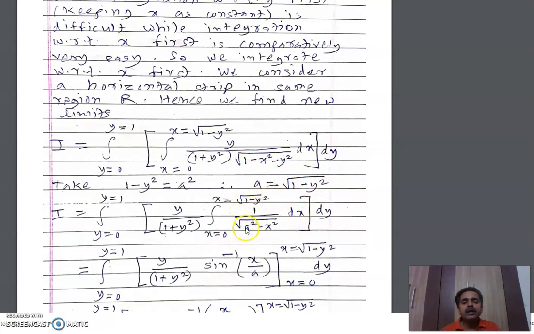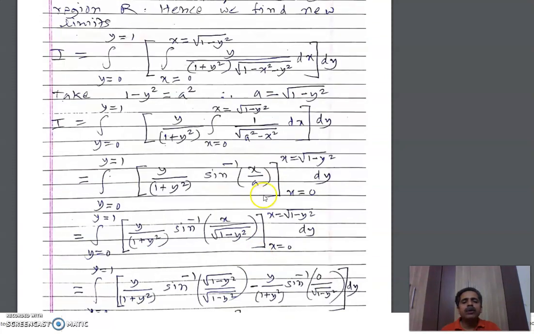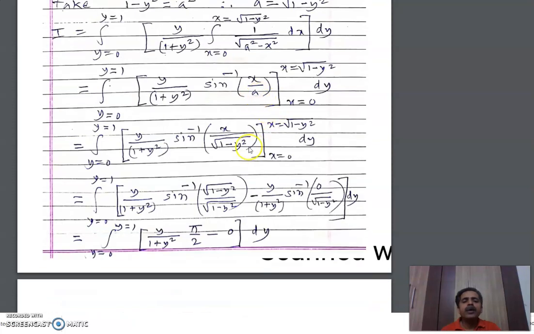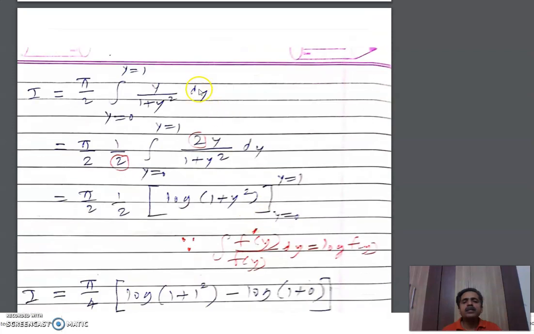And you can see that the integration of this is standard, and the integration of this became sine inverse of x by a. Then further you can put the value of a here, and the value of a is under root of 1 minus y square. Okay, now put x is this, then minus sign, then you put x is 0 here, because these are the limits of x. Now here we will find sine inverse of 1, and sine inverse of 1 is pi by 2, and sine inverse of 0 is 0. So in this way we obtain a single integral.